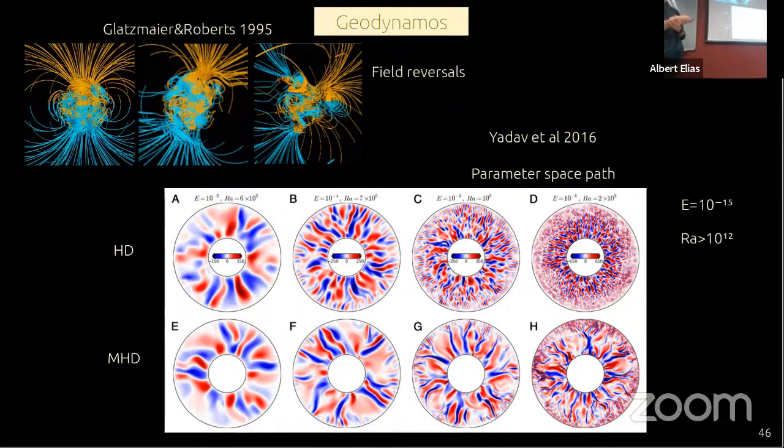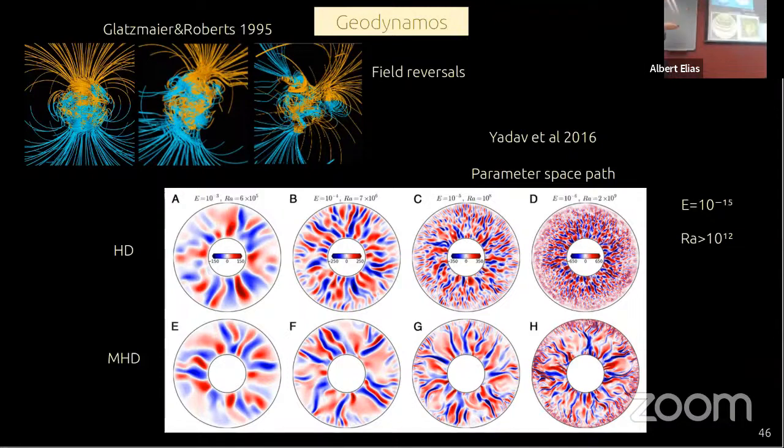Now the simulations are a bit more advanced. These are the Ekman and Rayleigh numbers of the Earth, which are quite small and quite big. The simulations are at 10 to the minus 3, 10 to the minus 5. What they want to do is make a series of simulations that approach these numbers to get some kind of physical answer to what the structure in the Earth will be.